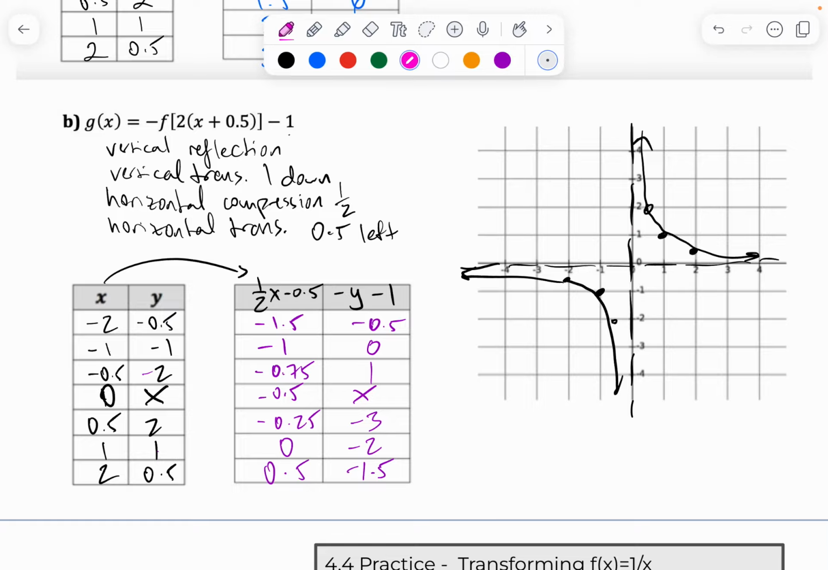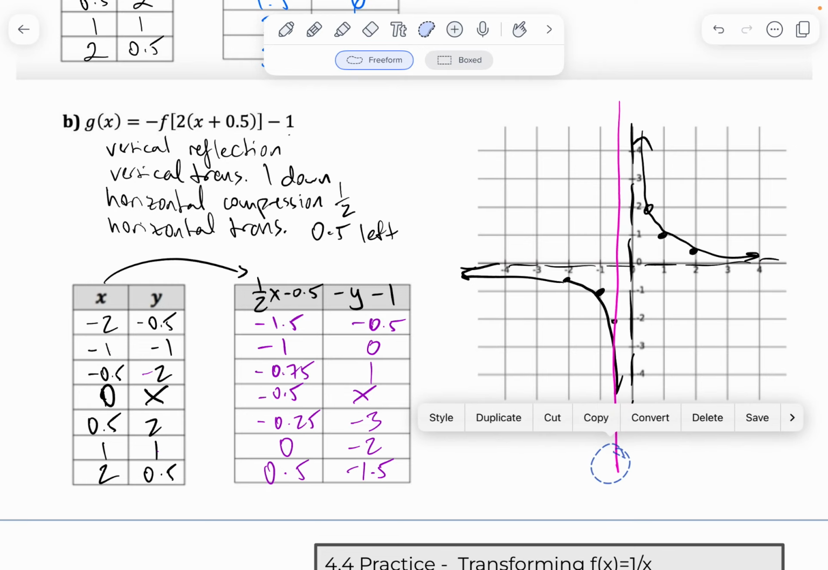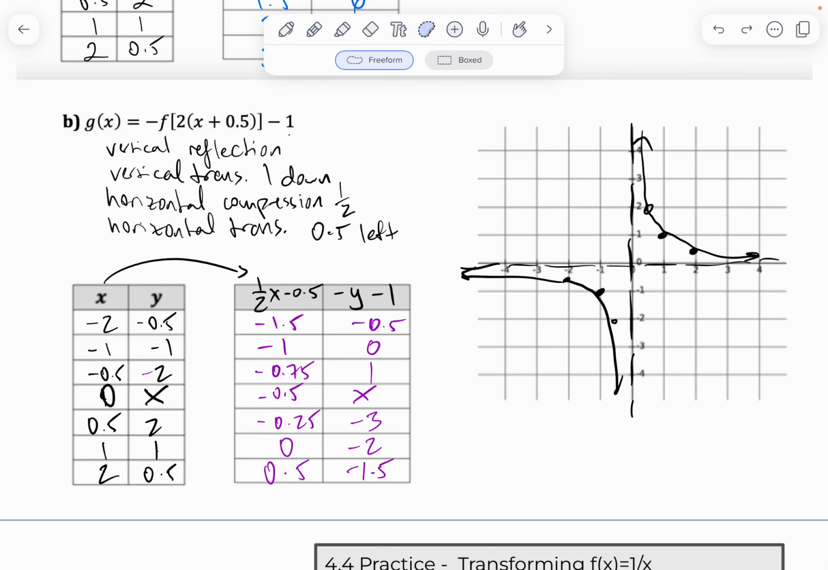Okay, so first let's move the asymptotes. So the vertical asymptote is going to get moved. So horizontal translation 0.5 left. So there's a new asymptote here. And then the other asymptote is going to get translated vertically down 1. So this asymptote's going to be here. Okay, and let's see if that works out when I plot these new points.